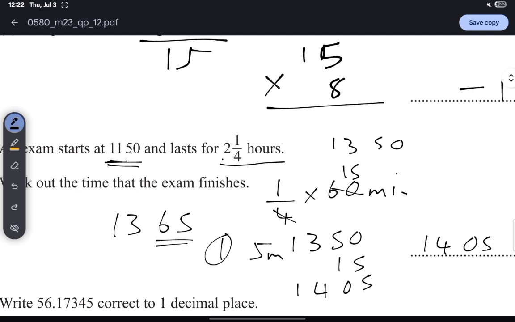Right? We have 2.25 hours, which is 2 hours and 15 minutes that we're adding to this. If we add 2 hours to 11, we'll get 13. If we add 15 minutes to 50, we get 65. But we know we have 60 minutes in 1 hour. So it means we're going to add 1 hour to 13 to give us 14. And we're going to be left with 5 minutes after taking that out. And this brings us to 14:05.